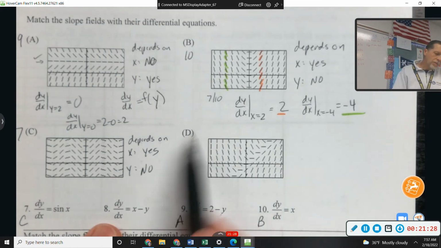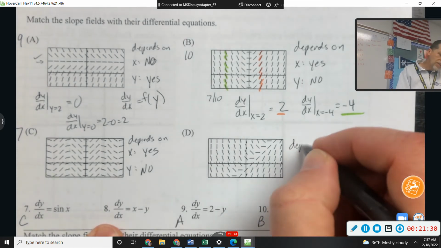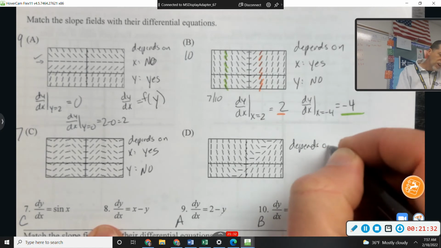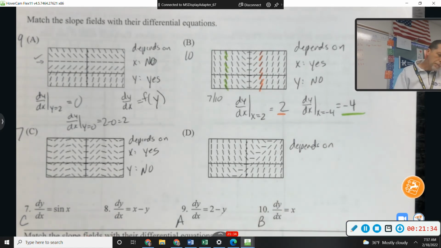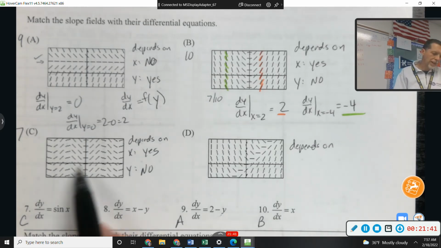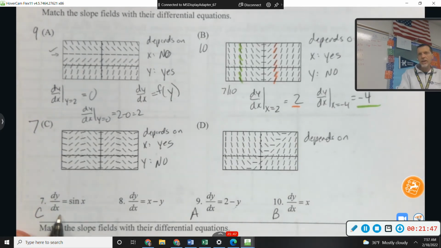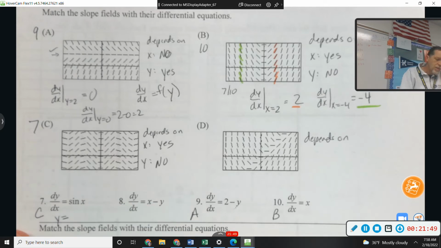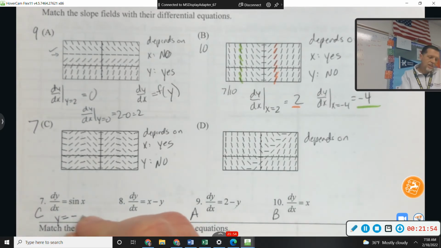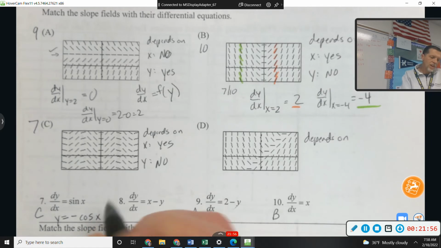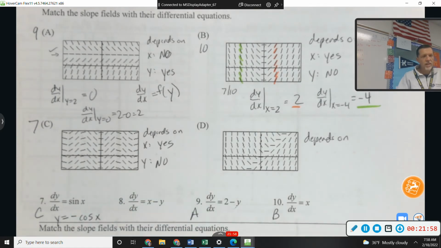Well, 8's got to be D because it's the only one left, but let's go ahead and do the depends-on check here. Wait, for C, you have to do math, right? Yep, basically. You start to get the hang of them, and you're like, well, that looks kind of like... Although you have to be careful. It's not that it looks like sine. It's that if you integrate dy/dx, what's the antiderivative of sine? Careful. Negative cosine. And it definitely looks like negative cosine.